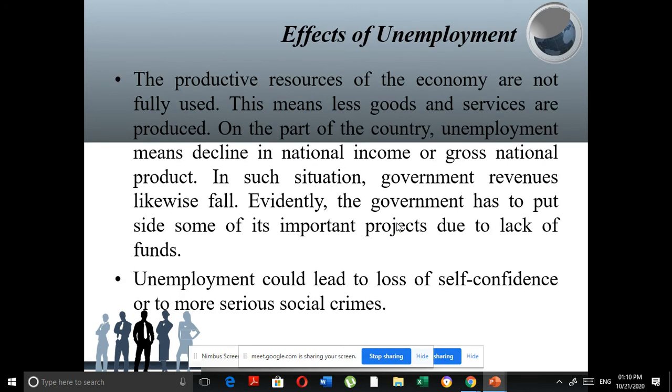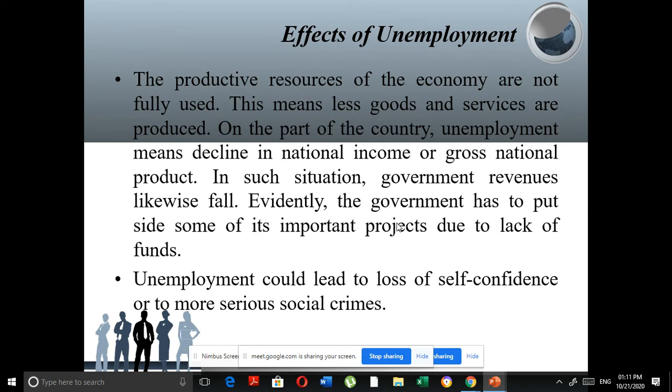And now we will see the effects of unemployment. Here, the productive resources of the economy are not fully used. What does it mean? That fewer goods and services are produced. So unemployment means a decline in national income or GNP. If we look at the level of the country, unemployment means a decrease in NI, national income, and a decrease in GNP, gross national product.